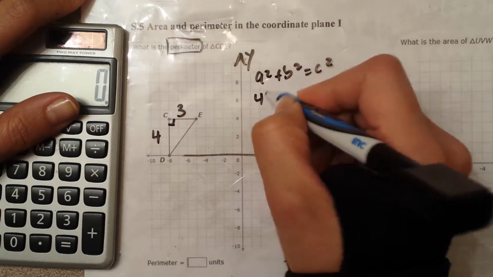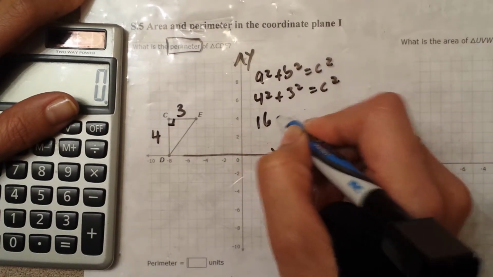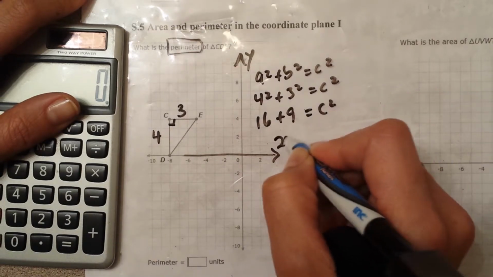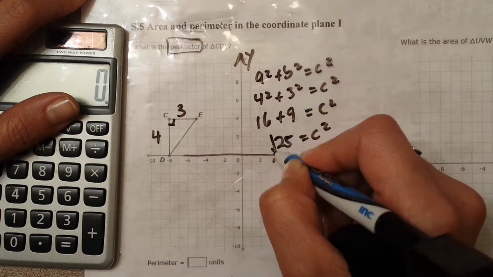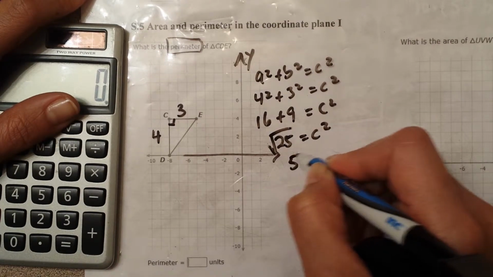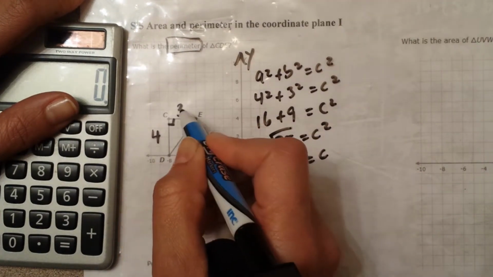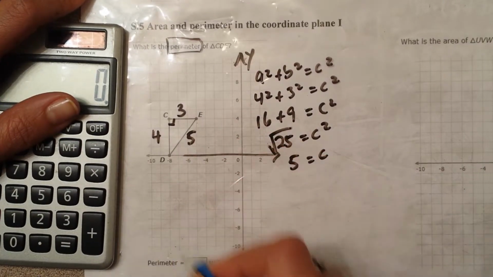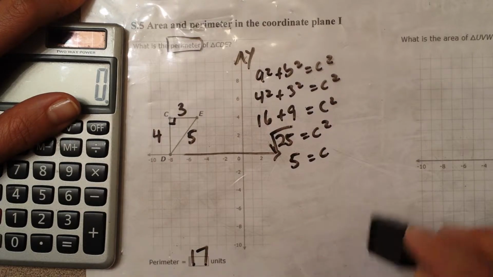So a squared is 4 squared plus 3 squared equals c squared. 4 squared is 16 plus 3 squared is 9 equals c squared. 16 plus 9 is 25. c squared is 25. Well, I need to find c by itself, so I take the square root. So 5 is c. So this is just 5. Then the perimeter is 4 plus 3 plus 5. So 4 plus 3 is 7, plus 5 is 12. The perimeter is 12. Or you could do the distance formula.